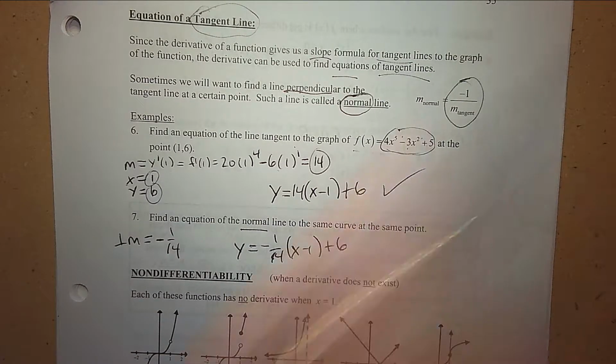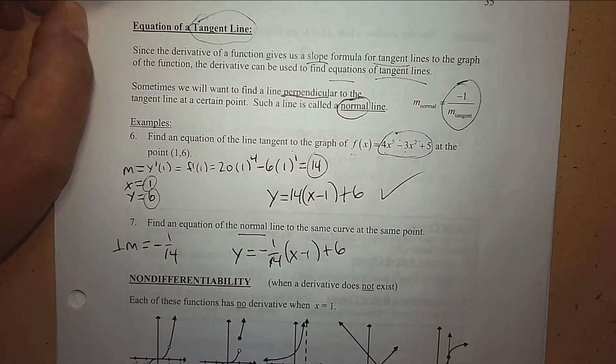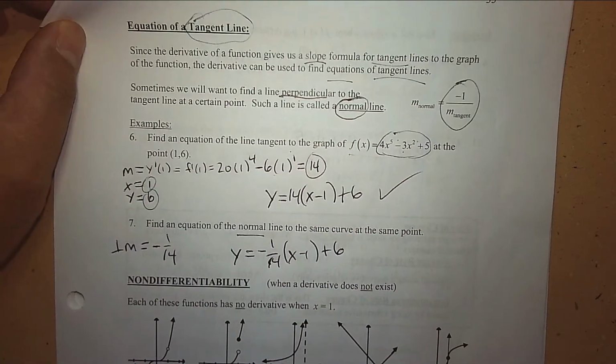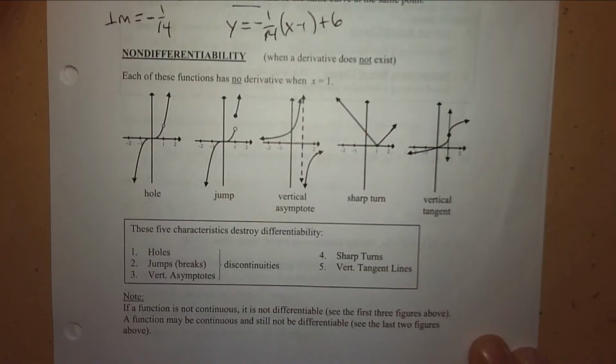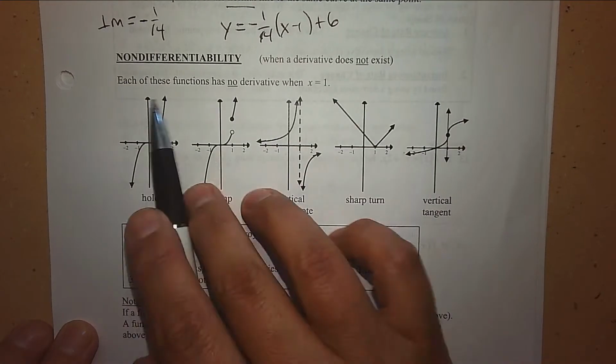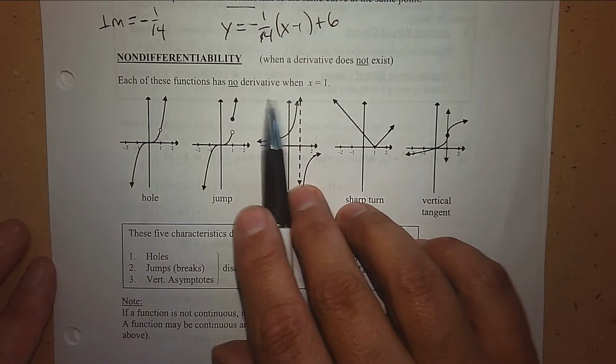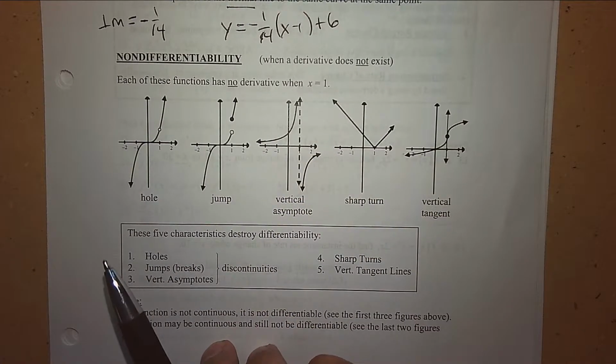All right, let's look at non-differentiability. It's connected to continuity, right? So each of these functions has no derivative when x equals 1. Different than limit. Got it? You have limit, now it's derivative. They're connected, but not the same.